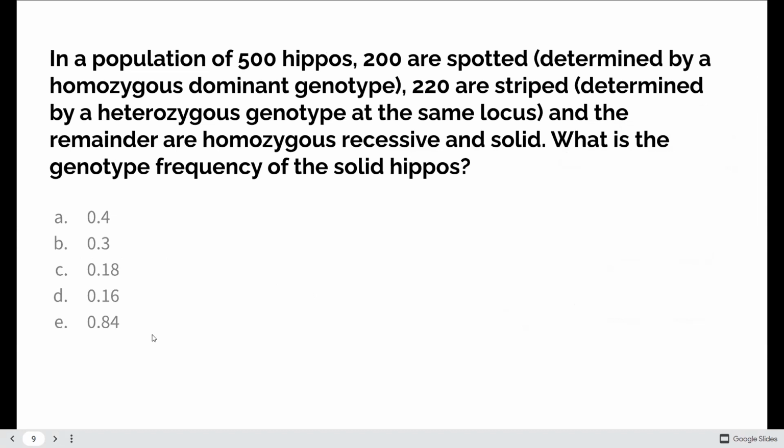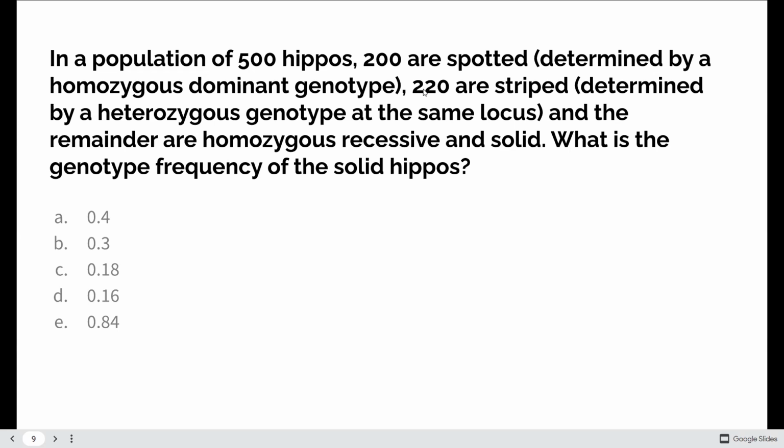Let's do an example. In a population of 500 hippopotamuses, 200 are spotted, which is homozygous dominant, 220 are striped, which is heterozygous, and the remainder are solid, which is homozygous recessive. What is the genotype frequency of the solid hippos? So how do we find genotype frequency? The frequency of a genotype is simply the number of individuals that exhibit that genotype divided by the total number of individuals. So we want to know the number of solid hippos, and so which genotype corresponds to a solid hippo? This one, and that is just the remainder of 500.